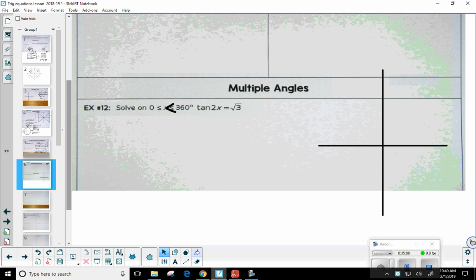Now, we would go ahead and start the same way. Just pretend it said tangent of x equals square root of 3. So where would we start? Because once we have everything taken care of, then we'll go back and look at the 2x.